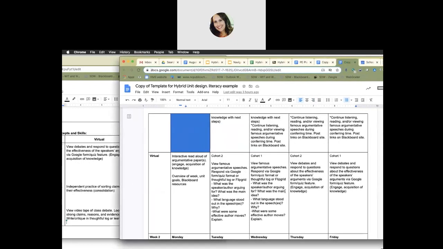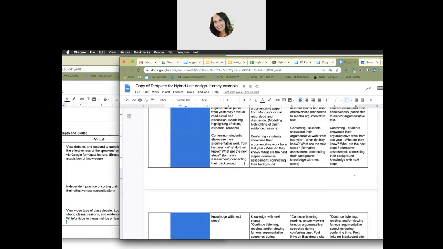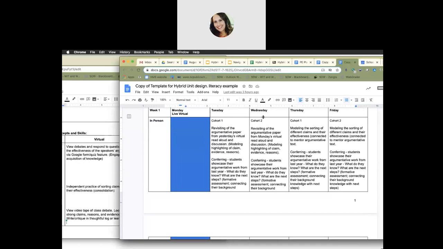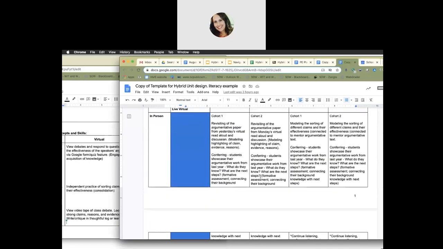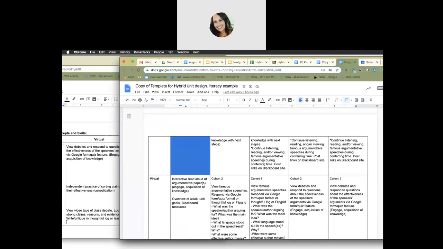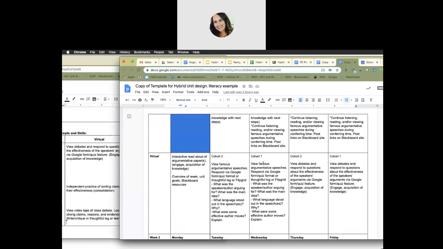For virtually, as a teacher, what I'm really thinking about is what am I going to do virtually to really build up the students' background knowledge so when they see me face to face, they have some schema to work from. And another thing I'm thinking about is what can the students do virtually after they see me face to face to really extend their thinking, to transfer that knowledge, and to build independence.